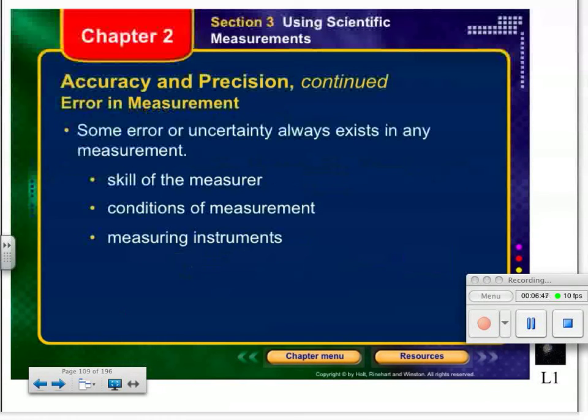Okay, accuracy and precision. Some error or uncertainty always exists in a measurement. It depends on the skill of the measurer, conditions of the measurement, and measuring instruments. Yesterday in lab, we did something pretty interesting. We did 5 different measurements of the same stuff. Let me go get our measurement board and find out how we did.